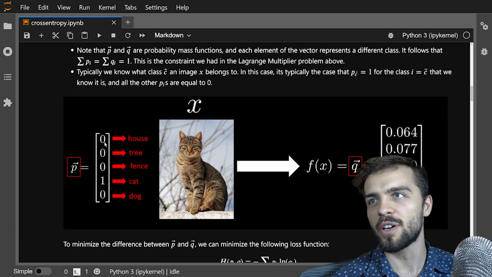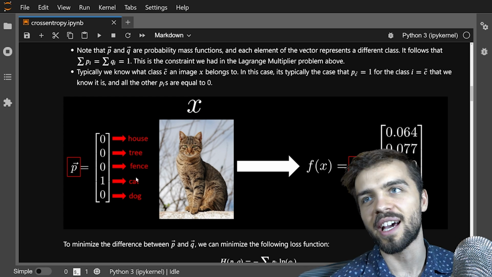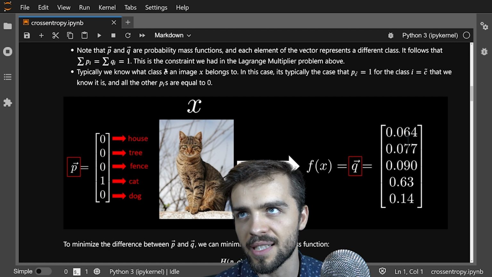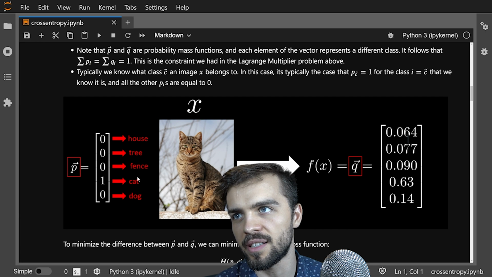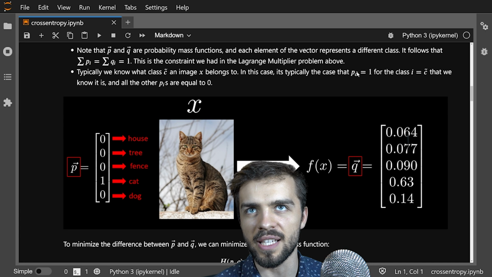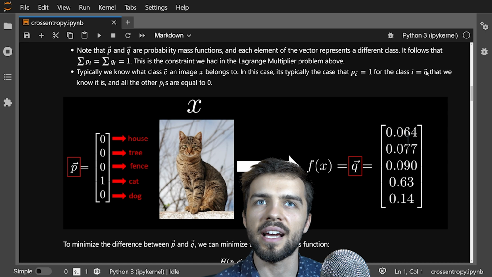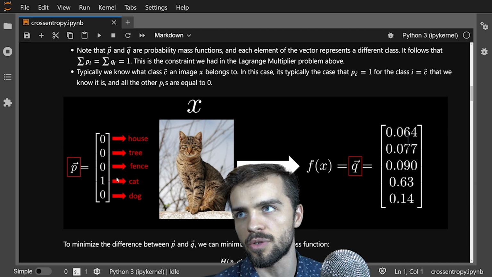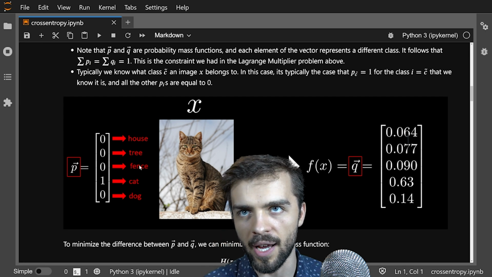This is a probability mass function. Everything is probability 0, and then cat is probability 1, because just looking at this, you know this is definitely a cat. When you know what class the image belongs to, I'm going to call it C tilde, like this. So here's a cat, so C tilde in this case would be cat. Then it's the case that p of C tilde, for this particular class cat, is equal to 1, for the class i equal to C tilde. So C tilde is just an index, like 0, 1, 2, 3, 4 of the vector, and all the other p_i are equal to 0, which is what we have here.